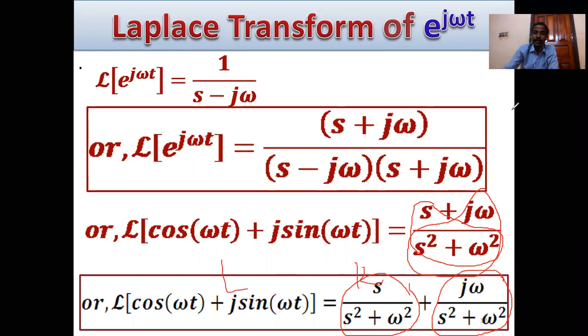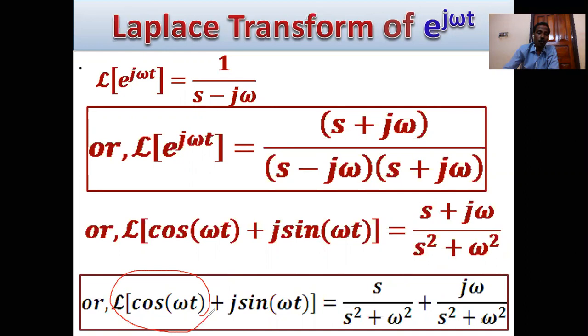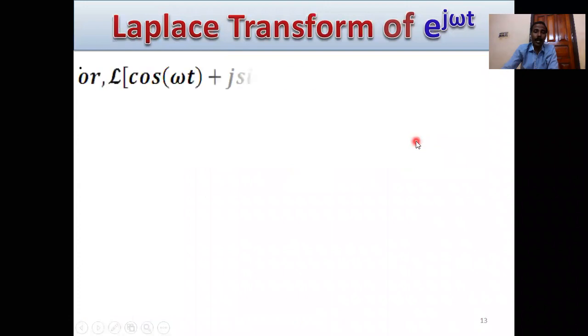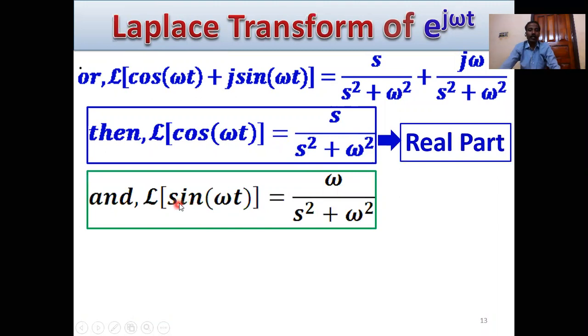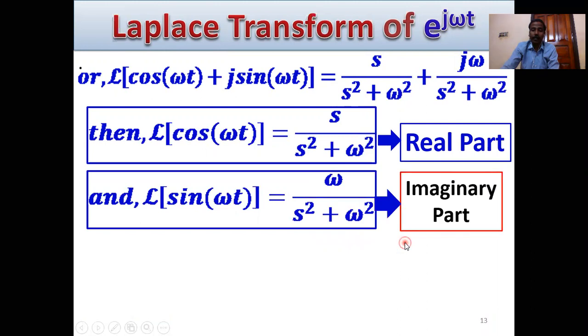Comparing left hand side and right hand side, real part equals real part. Laplace transform of cos omega t equals s by s square plus omega square, and Laplace transform of sin omega t equals omega by s square plus omega square. So comparing both sides, real and imaginary part, the Laplace transform of cos omega t is s by s square plus omega square, the real part, and the Laplace transform of sin omega t is omega by s square plus omega square, the imaginary part.